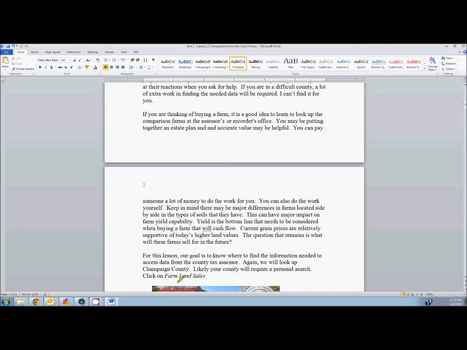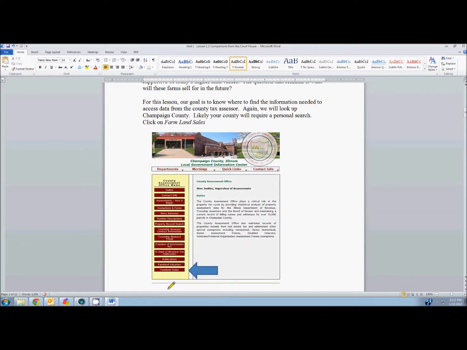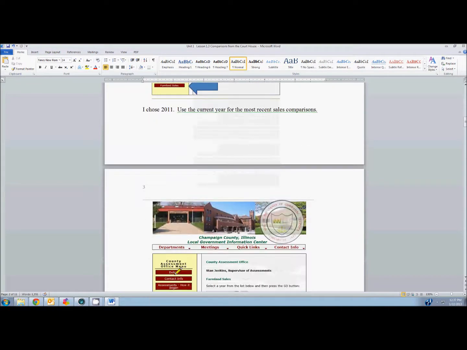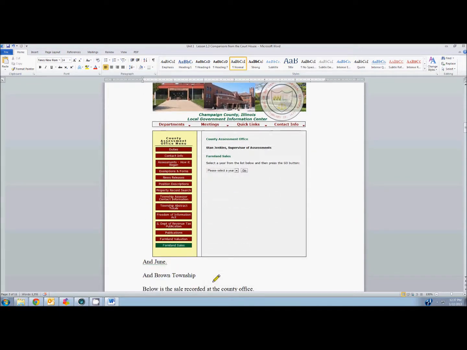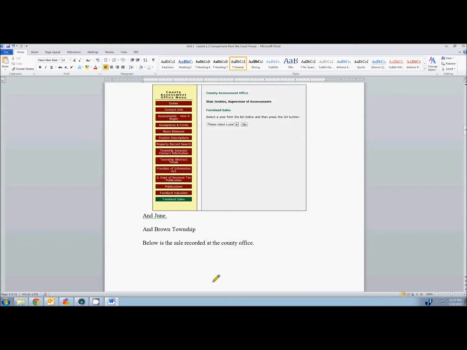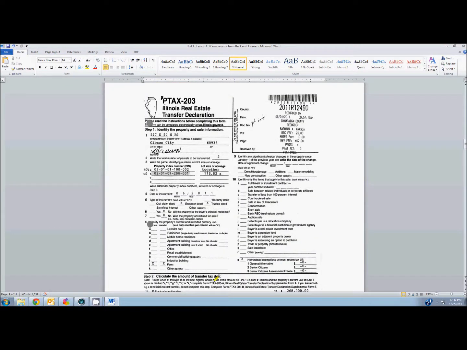For this lesson, our goal is to know where to find the information and look it up. What we're going to be using is Champaign County and showing the data. I went to the tax assessor's site, clicked on farmland sales, selected a year. When I did this example, it was 2011, and I chose Brown Township in June, and here is the real estate transfer declaration that I found.